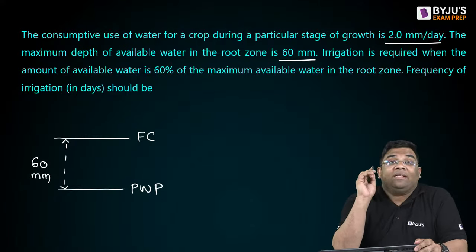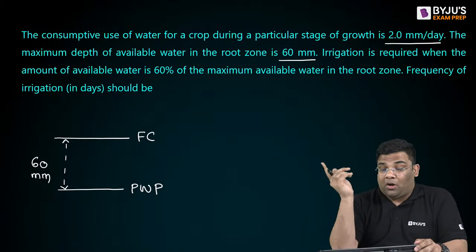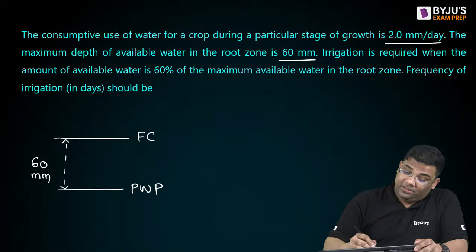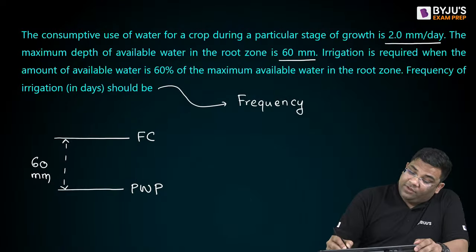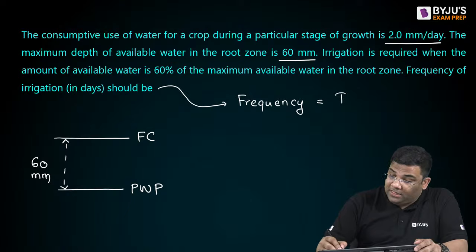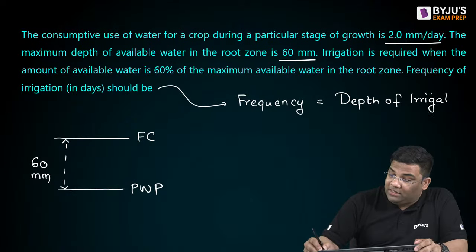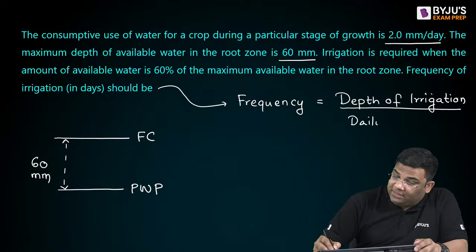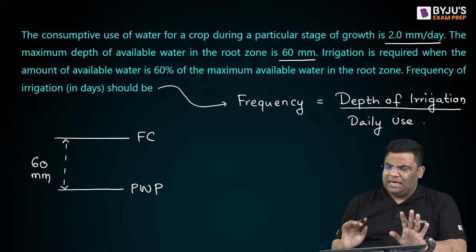Then some information is given. Irrigation is required when the amount of available water is 60% of maximum water. Okay, they're asking you the frequency of irrigation. Now, how to find out frequency of irrigation? Frequency of irrigation is very easy. It is the depth of irrigation divided by the daily consumptive use of the particular crop. Now, can you find out depth of irrigation from the given information and find out this answer?